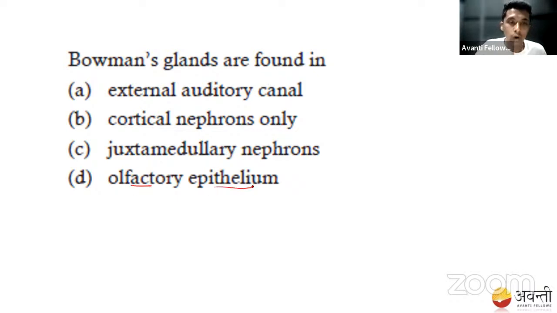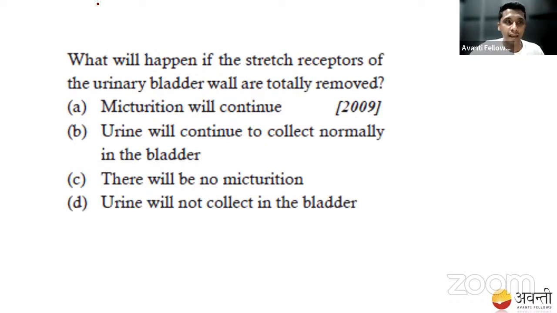The role of Bowman's gland is to secrete, since it is an olfactory epithelium, it is present in the nasal cavity. So its role is to produce nasal mucus, which will prevent the entry of dust particles, and it will keep the nasal cavity very moist. So remember, whenever the question comes on Bowman's capsule and Bowman's gland, Bowman's gland is always for olfactory epithelium. Understood? Fine. So we have our next question.